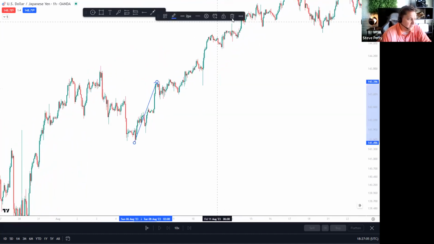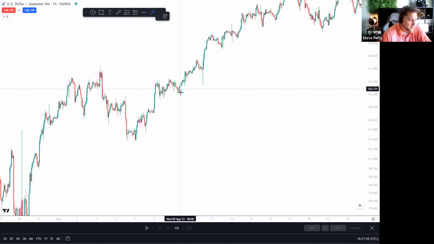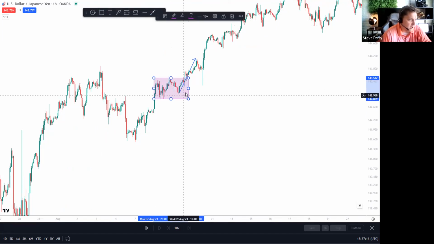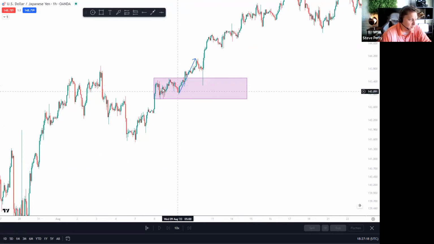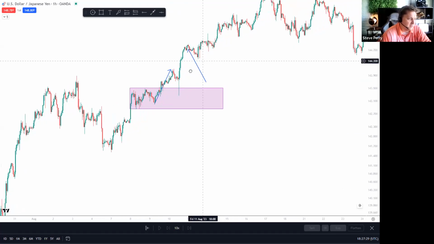Let's see. You have kind of an impulsive move right here. See this? And then look at this. The market came right back into this area, because whatever took place in here is what led to this impulsive move. So obviously when the market came back into it like this, it was off to the races. Pretty cool, right?